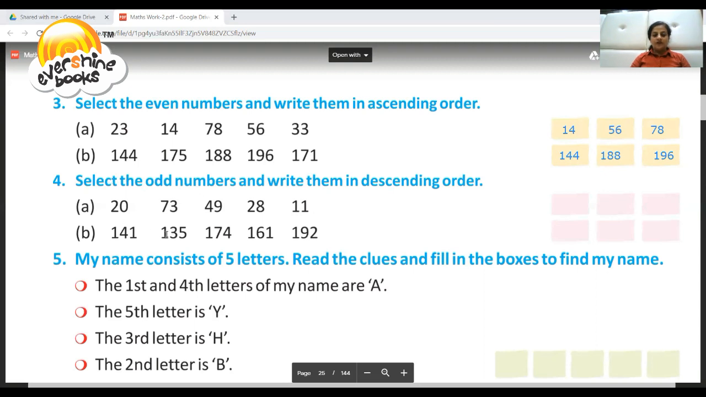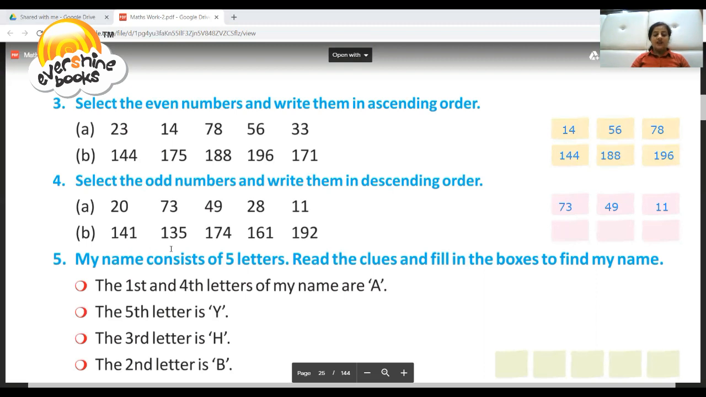So first of all, we are going to write the biggest odd number, that is 73. Yes, that is 73. After that, what is bigger? 49 is bigger but smaller than 73, and 11 is the smallest one. So we are going to write it like this only, from largest to smallest. But it should be odd also. The number should be odd also.